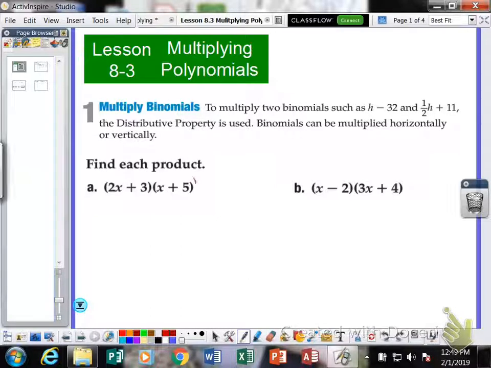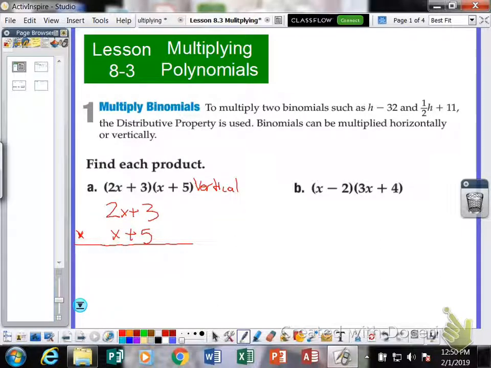So for this first one, I'm going to use vertical. So I have 2x plus 3 times x plus 5. So first, I'm going to multiply by 5. So I have 5 times 3 is 15, and 5 times 2x is 10x.